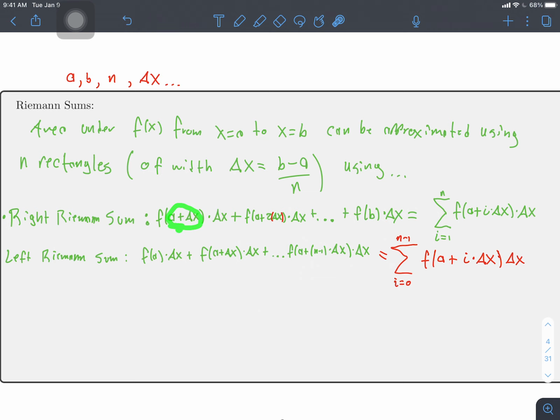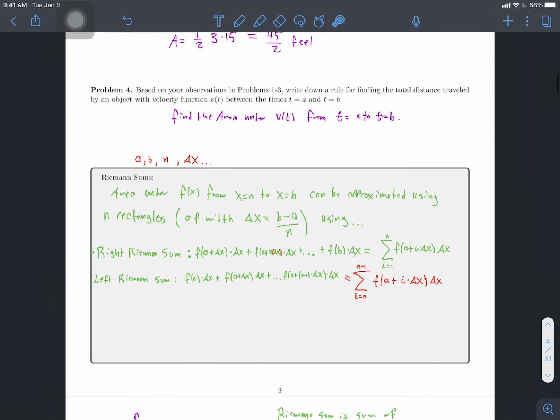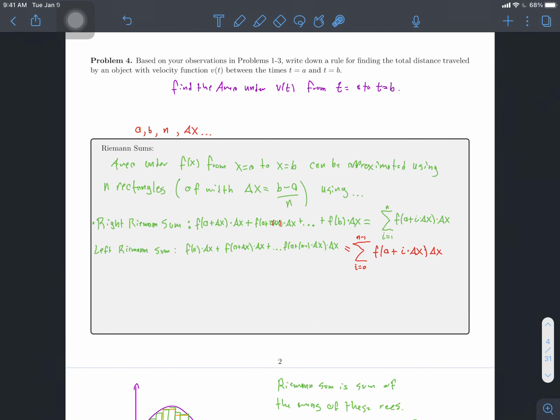And then how do we get the right endpoint of the second subinterval? Well, we just move an additional width over. So that's why I put 2 times delta x here. I move 2 rectangle widths over and I check the height. Yeah, so delta x is a quantity. Okay, good question. Any other questions?